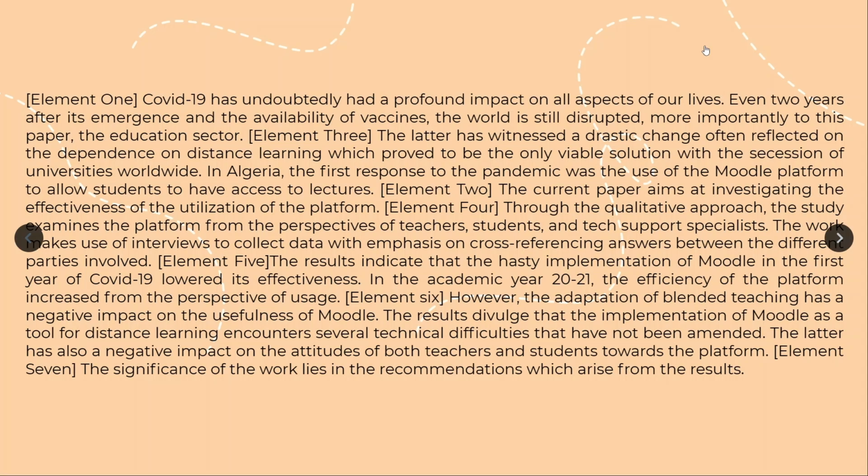Now I said element 3, I was supposed to say element 2, but it is precisely that. I didn't make a mistake. That's element 3 there. The latter has witnessed a drastic change reflected in the dependence on distance learning, which proved to be the only viable solution with the cessation of universities worldwide. See, that's kind of a practical problem that I'm talking about here. This is why I said element 3. In Algeria, the first response to the pandemic was the use of the Moodle platform to allow students to have access to lectures. Now, element 2, that's the aim.